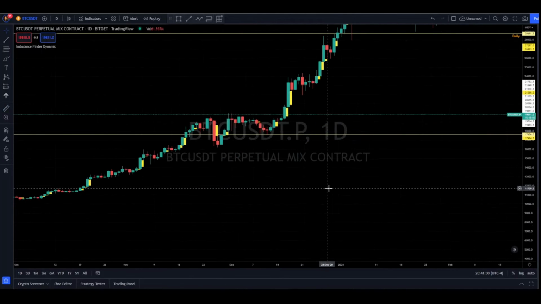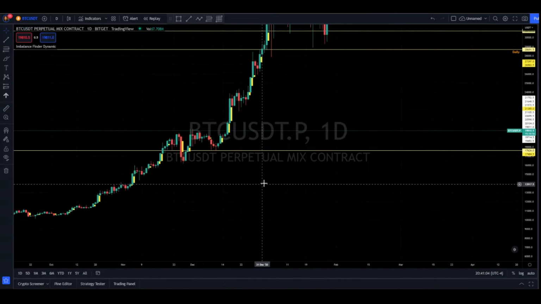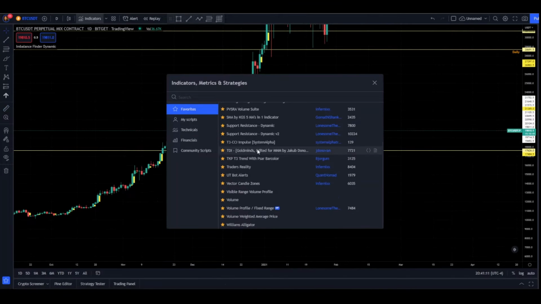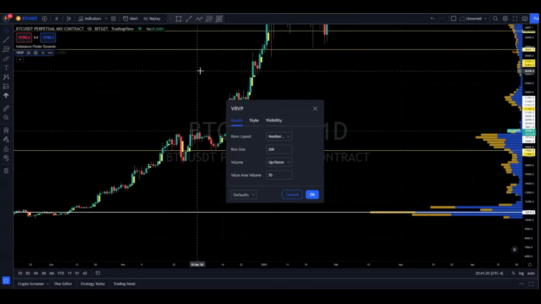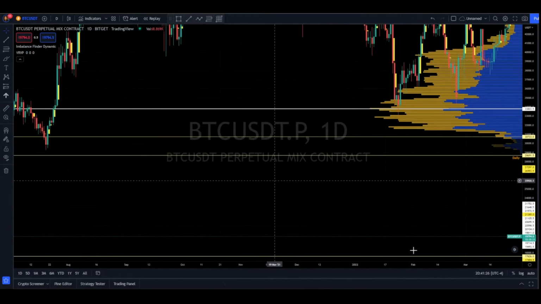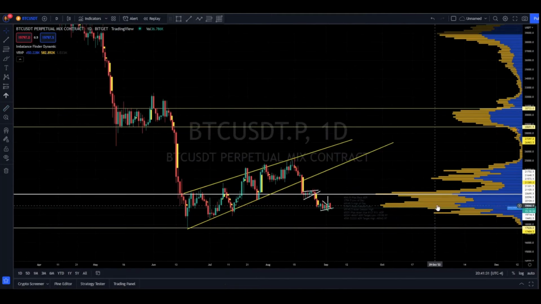Now, if we break below this thing, I think there's nothing but air. Let me show you one indicator as to why I say that. I think it's the visible volume range. Yes, the visible volume range. Let me make a quick adjustment here. 270. Perfect. Okay, let's roll back into where we are right now.